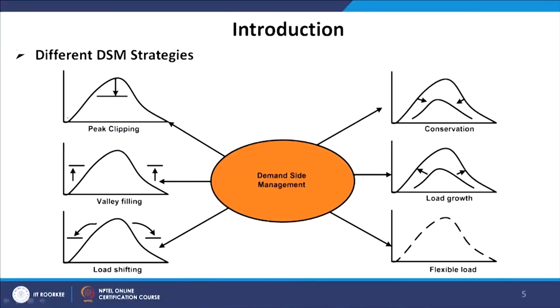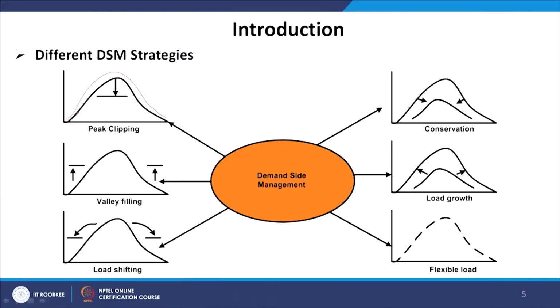Now, if you look into the different DSM programs, first of all, assume that the load characteristic is of this nature. As we all know, the load characteristic of a particular day will experience 2 peaks, ideally one day peak and one evening peak. But for understanding, we have considered a load characteristic which has only 1 peak. Now, through some mechanism, if you can reduce your peak from this point to this point, if the load can be minimized by this magnitude, then this is known as peak clipping.